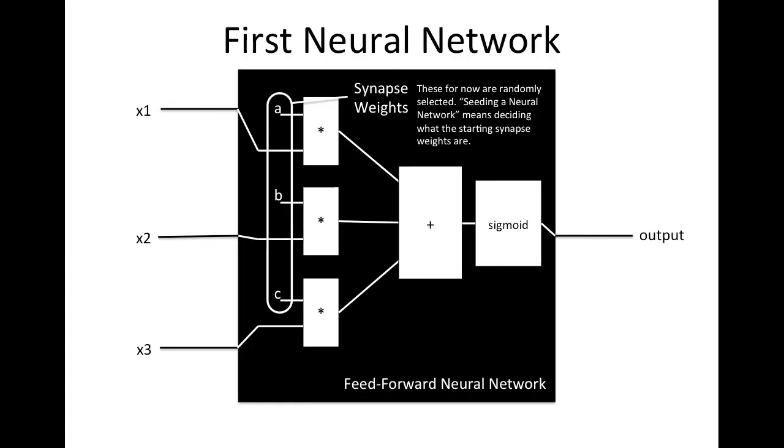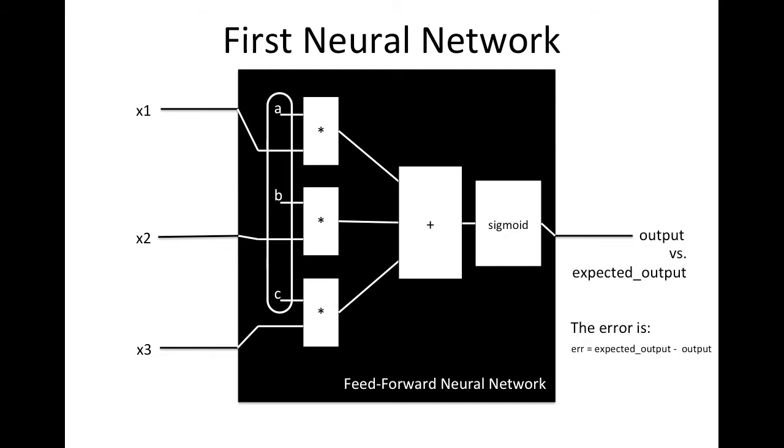Alright, so these are, like I said, called the synapse weights. And these are randomly selected, and seeding a neural network means that we decide what these starting weights are. There's an entire science dedicated to seeding neural networks with these synapse weights. But for now, we're just going to center them around 0, right? -1 to +1. All right, we push them through. We randomly select synapse weights. We have our x1, x2, and x3. We push it through, and then we have an output.